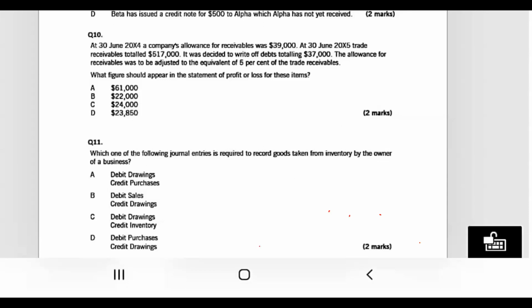Yes. So to me, I was thinking option B would be the best because you are going to treat the inventory on a debit side as sales, then on a credit side as drawing, where the owner is drawing the goods. Okay. Interesting. All right. What about others?